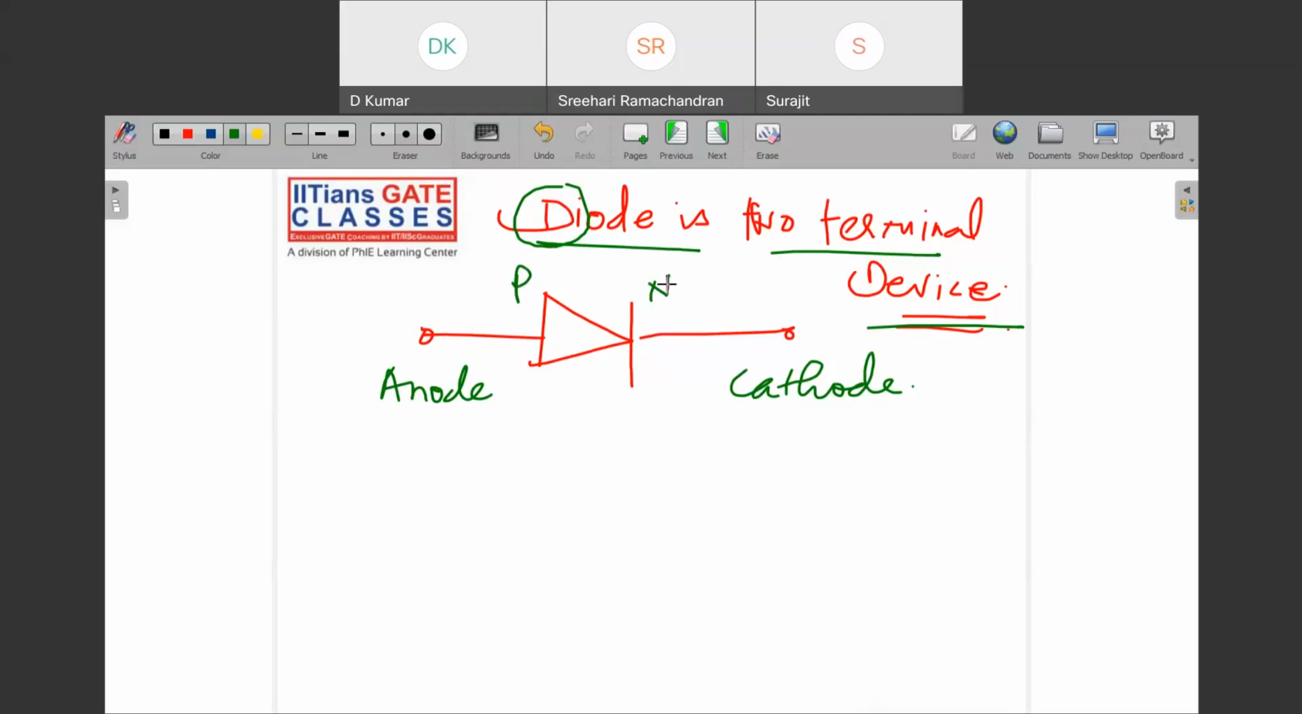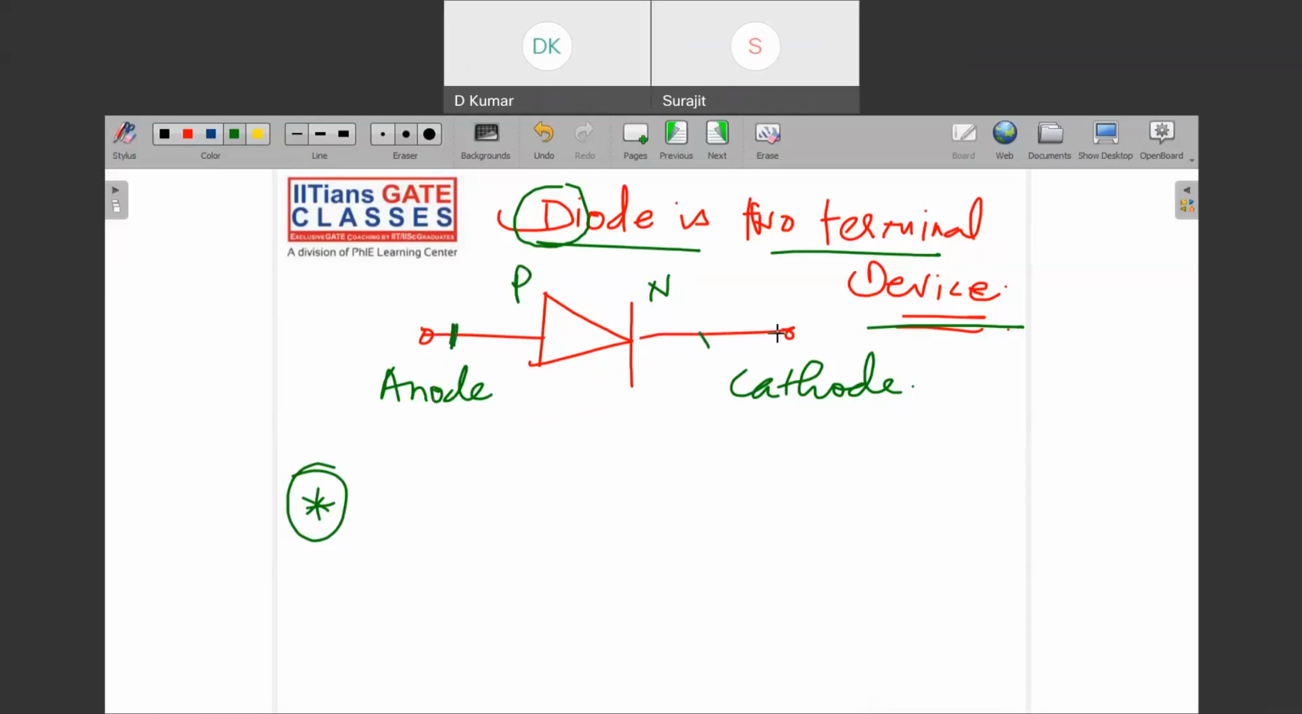The very important point you have to keep in mind is when the diode will be forward biased: when anode potential is greater than the cathode potential. Only then can you say the diode is in forward bias. So let me draw the IV characteristic for you.